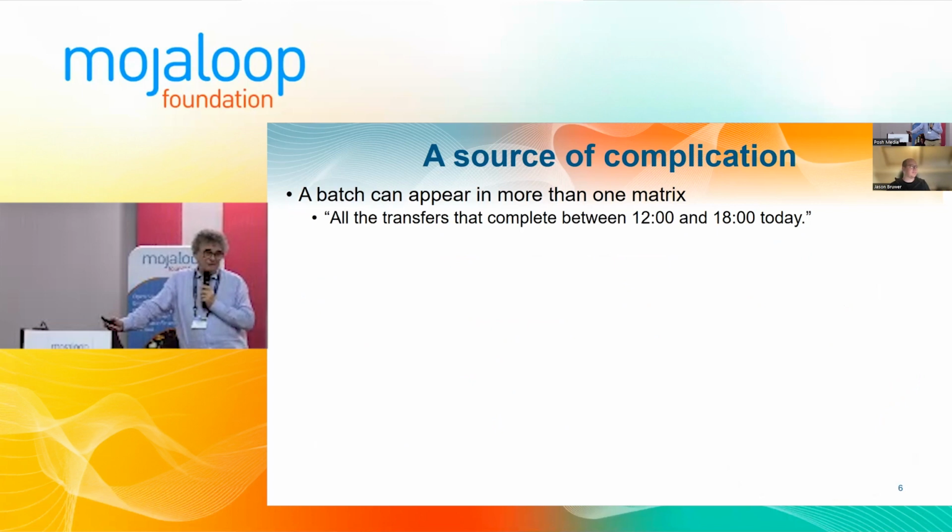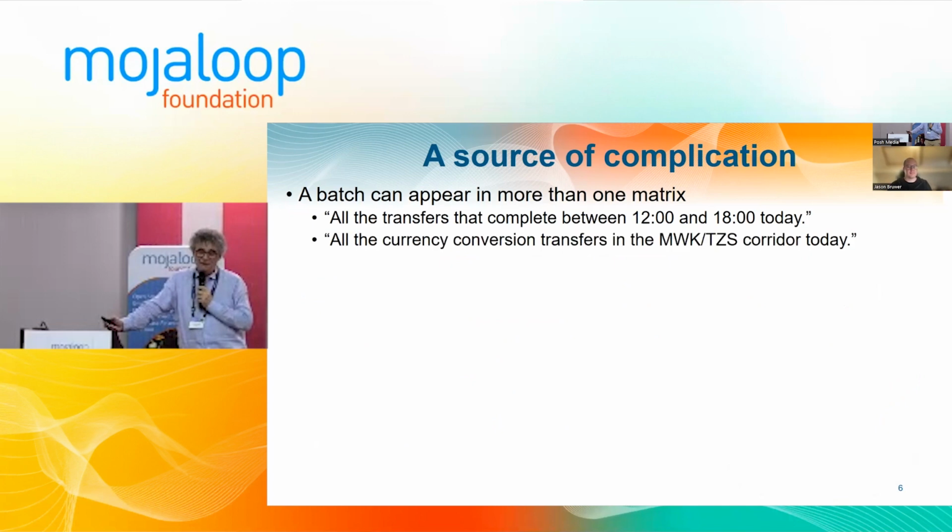Consider the case: there's a matrix for all the transfers that complete between 12 o'clock and 6 o'clock today, and another batch for all the currency conversion transfers in a particular corridor today. Now, it's easy to see that some of the batches will appear in both windows. That is to say, currency conversion transfers in that corridor that happen between 12 and 6 o'clock today. Those batches will appear in both matrices. There will be other batches that only appear in one, but we have to be able to manage the situation of batches occurring in more than one matrix.